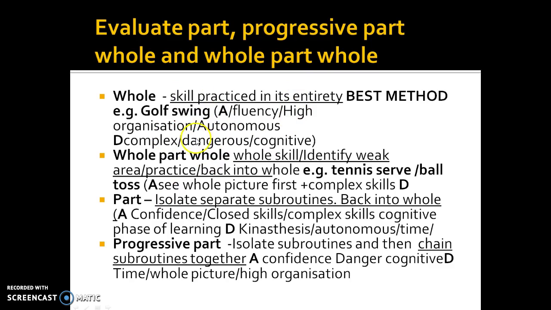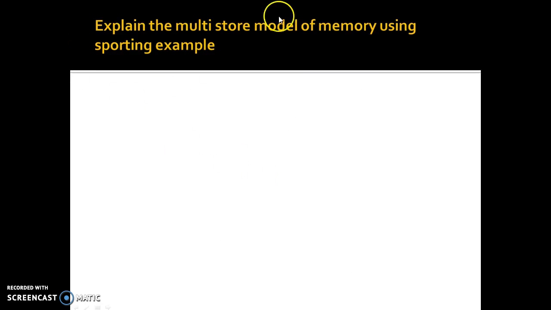Answer on here then. That's how you would do it, okay? And then I'll let you pause it now and just check, see if you got it right. Write down key things that you're looking for. Next one, explain the multi-store model of memory using sport and example.